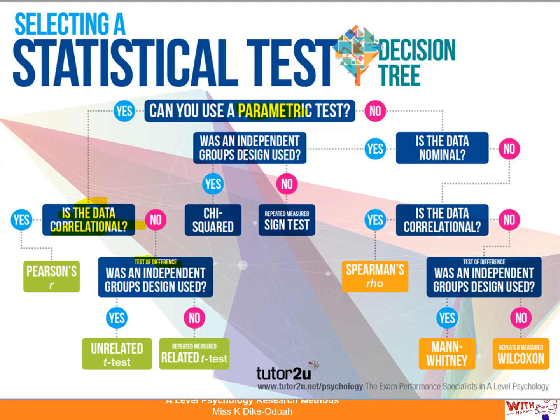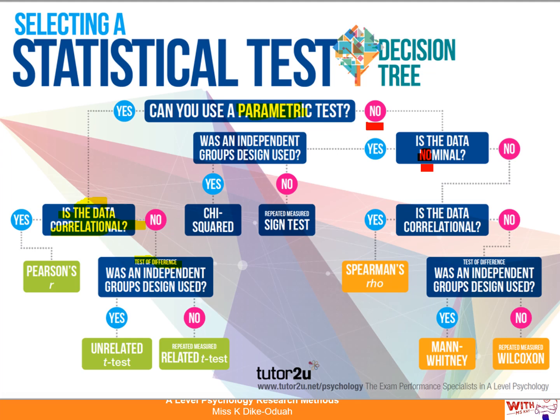If we go back up to the top, can you use a parametric test? If it's no, the first thing you ask is, is the data nominal? The way I like to remember it is no and then nominal, N-O. If the data is nominal, meaning that the data can be put into categories, then we come over to this side. Remember that you cannot correlate categorical data, so you're not going to be asking, is it correlational? That's not done because you cannot correlate categorical data.